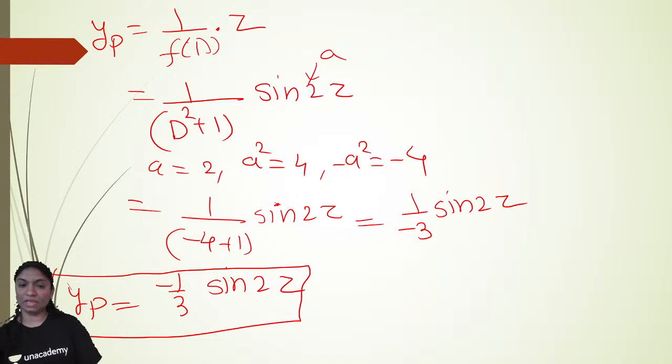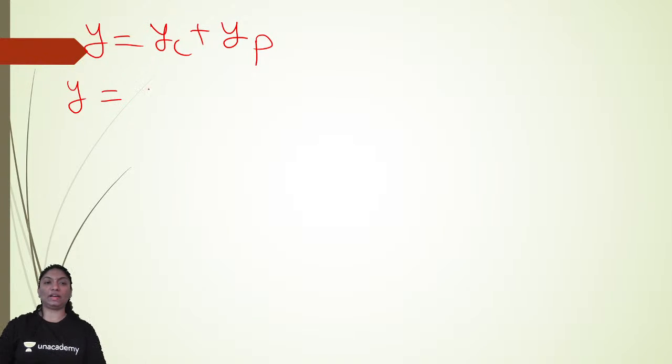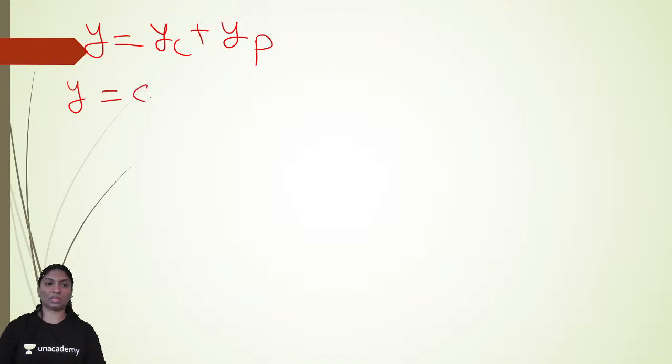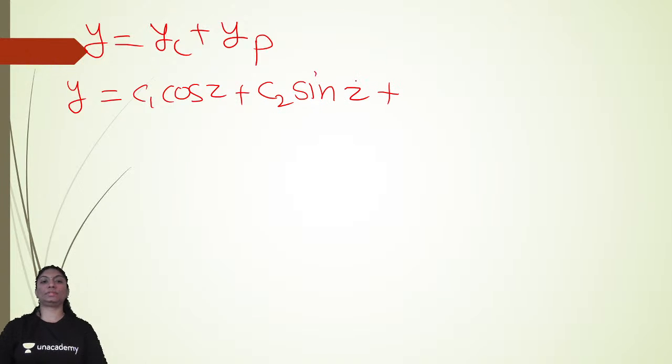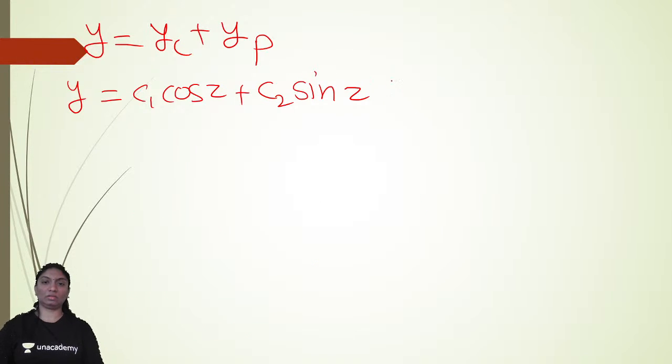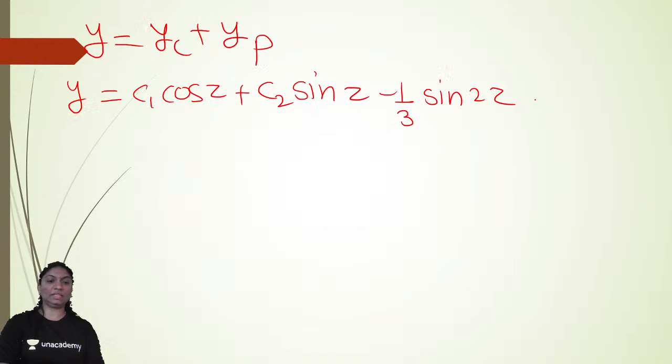This is your yp. Now we will write our final solution. Y is equal to yc plus yp. So yc is c1 cos z plus c2 sin z, plus yp, which is minus 1 by 3 into sin 2z.